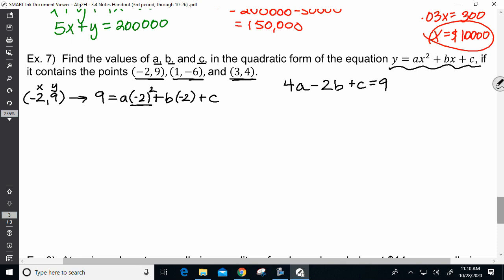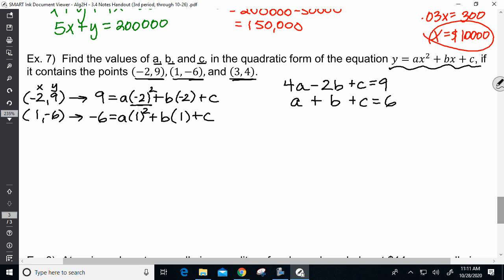Alright, let's do the next one then. 1 comma -6 works the same way. -6 equals a times 1 squared plus b times 1 plus c. Clean that one up. 1 squared is 1, so that just gives you a plus b plus c equals 6. That's a nice equation.